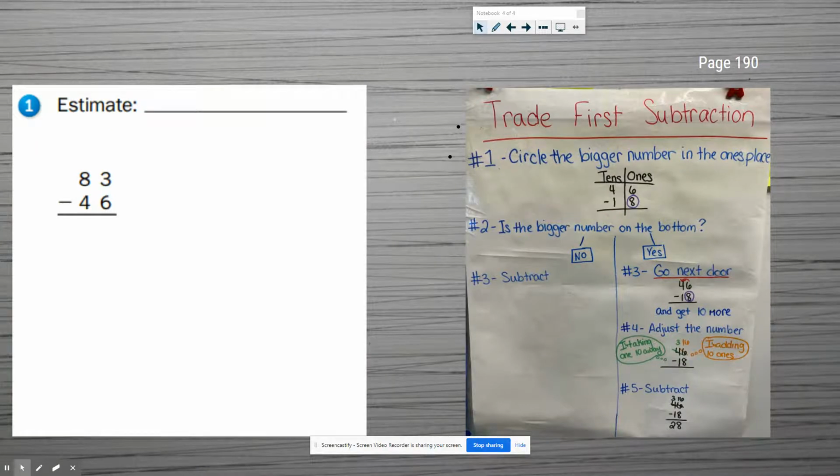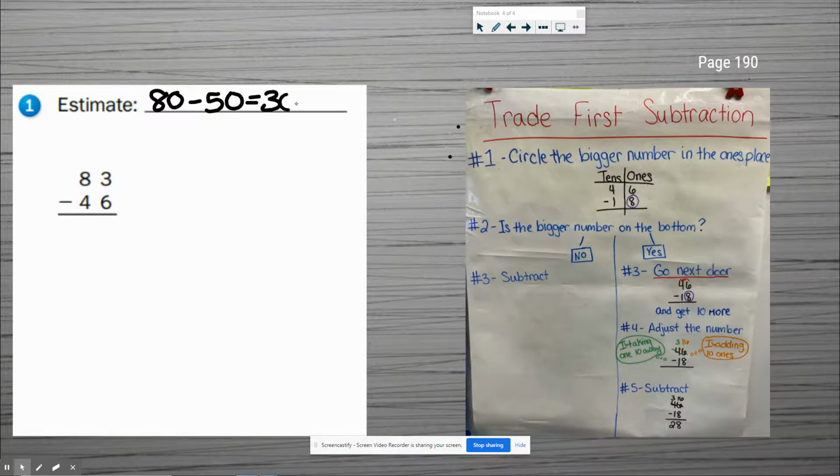Estimating 83 is close to 80. Minus 46 is close to 50. 80 minus 50 is 30. So let's check our work. I don't have any hundreds, so I'm just going to look at my ones place. 6 is in the bottom, so I'm going to have to go next door and get 10 more. 10 tens, 110 is 10 ones, so I'm going to have to add it to the 3 to make 13. When I subtract, my answer is 37. It is reasonable. It's close to my estimate of 30.